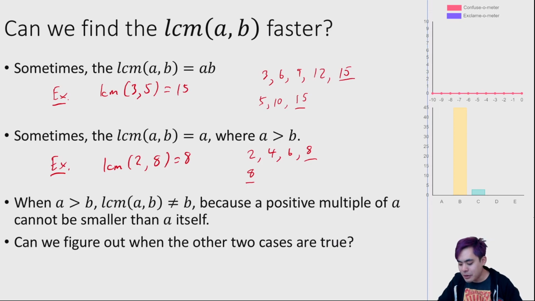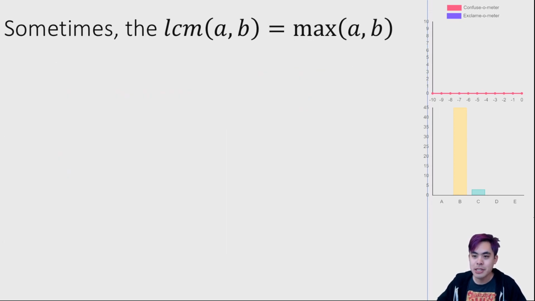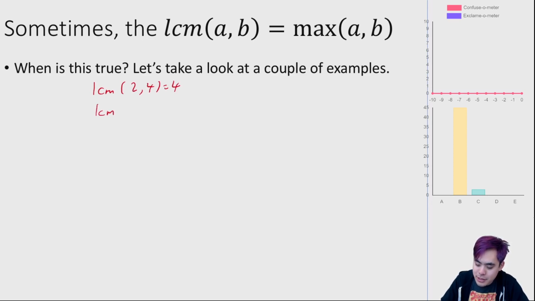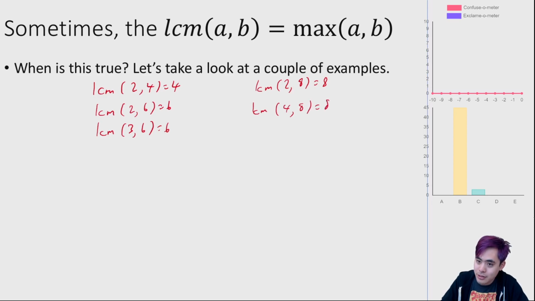So now, can we figure out when the other two cases are true? Well, I've already sort of given away one of the two cases. So sometimes the least common multiple of A and B is equal to the max of A and B. When is this true? Well, we can look at a couple examples. The least common multiple of 2 and 4 is equal to 4. Least common multiple of 2 and 6 is equal to 6. Least common multiple of 3 and 6 is also equal to 6. Least common multiple of 2 and 8 is equal to 8. Least common multiple of 4 and 8 is equal to 8. And the least common multiple of 8 and 8 is equal to 8.